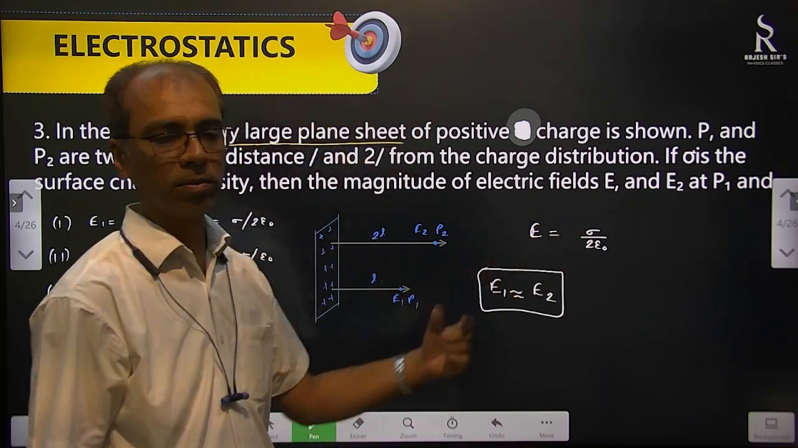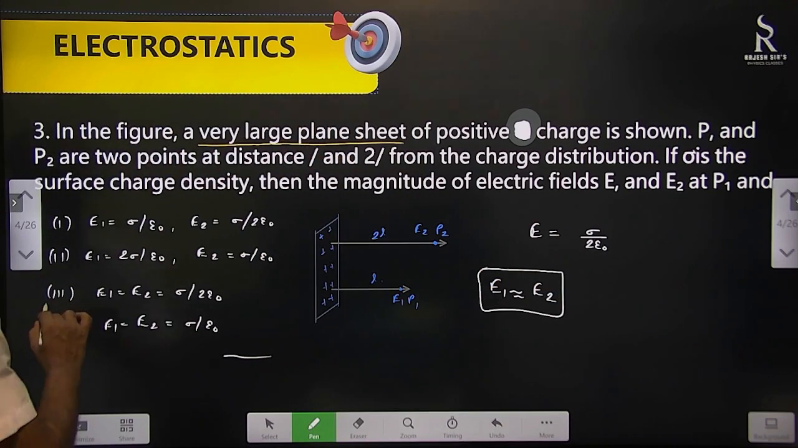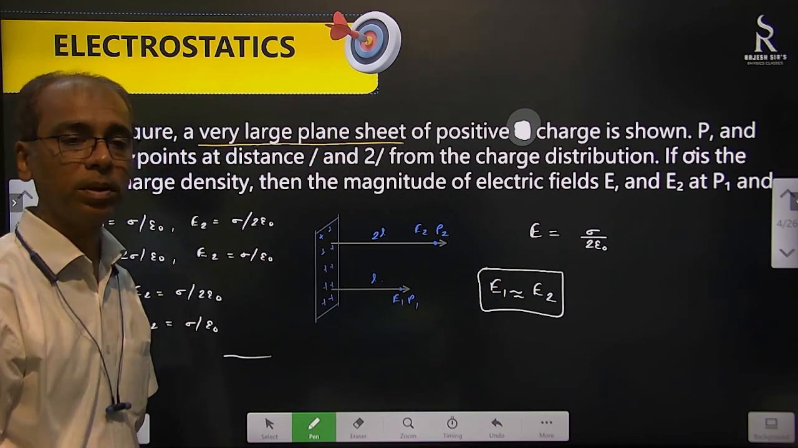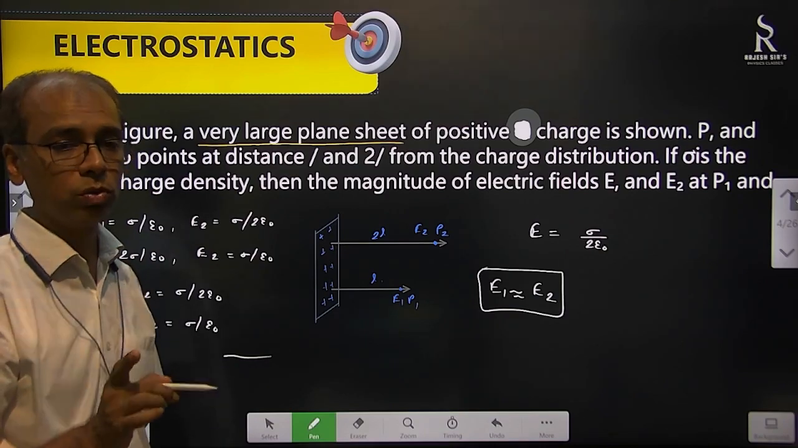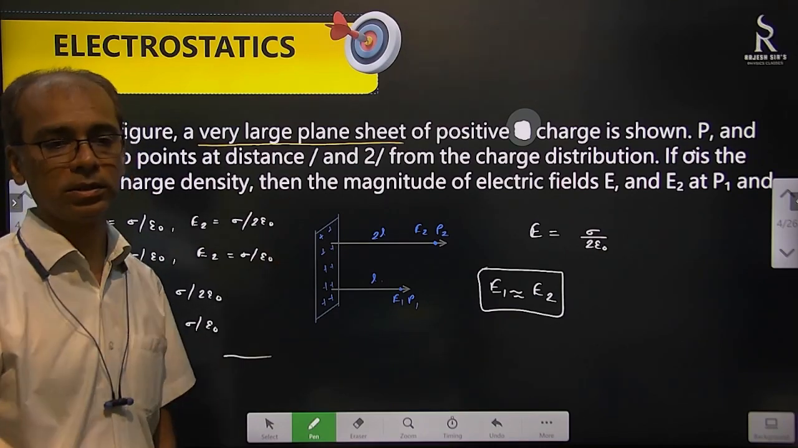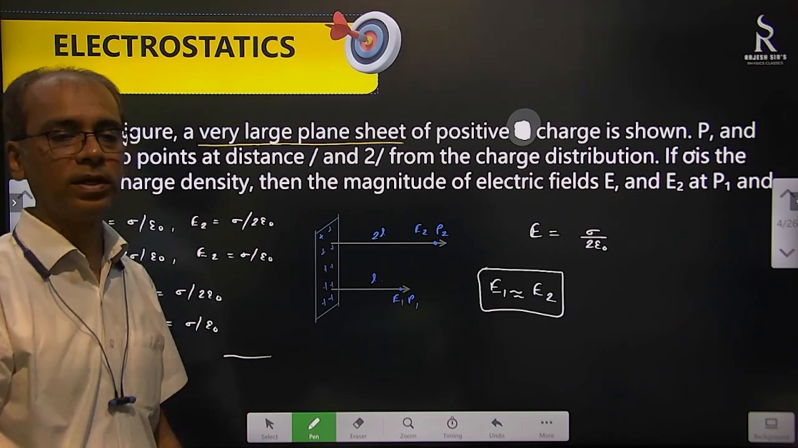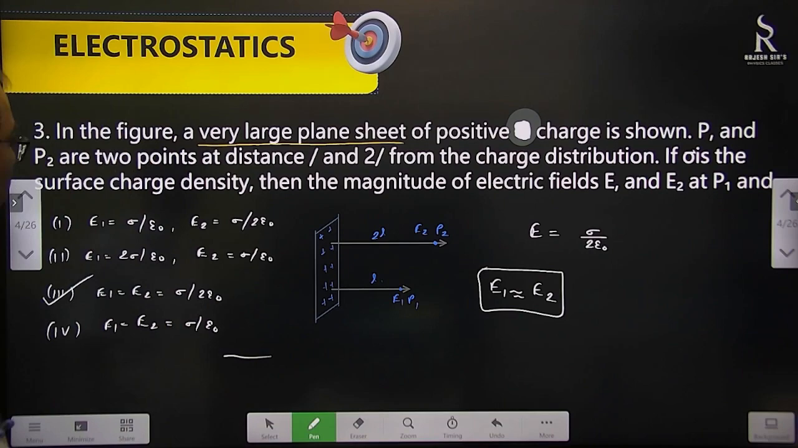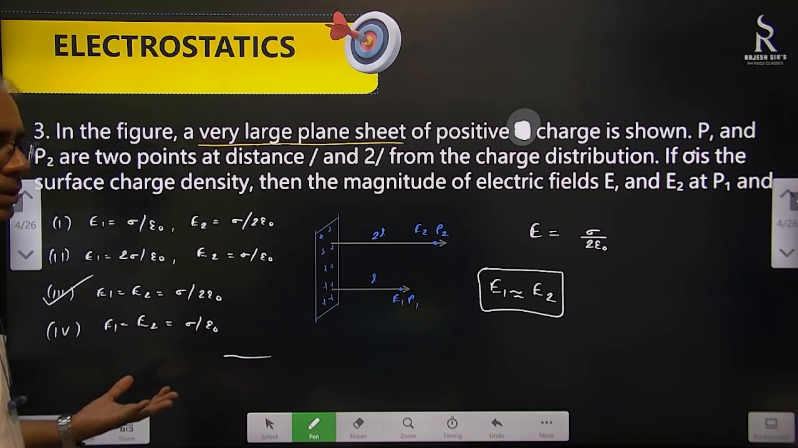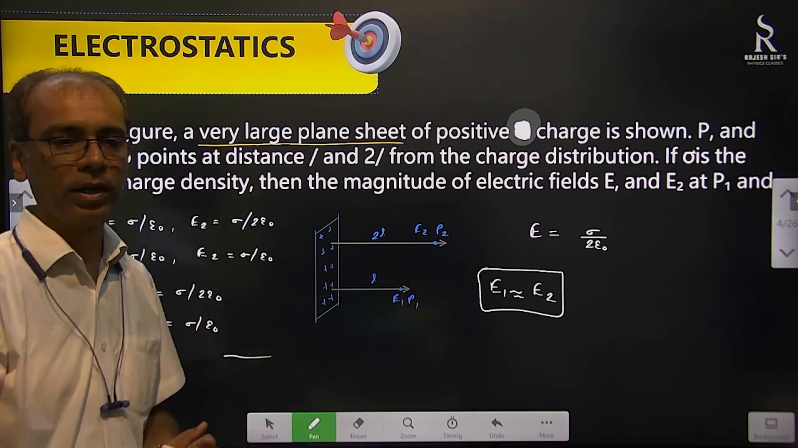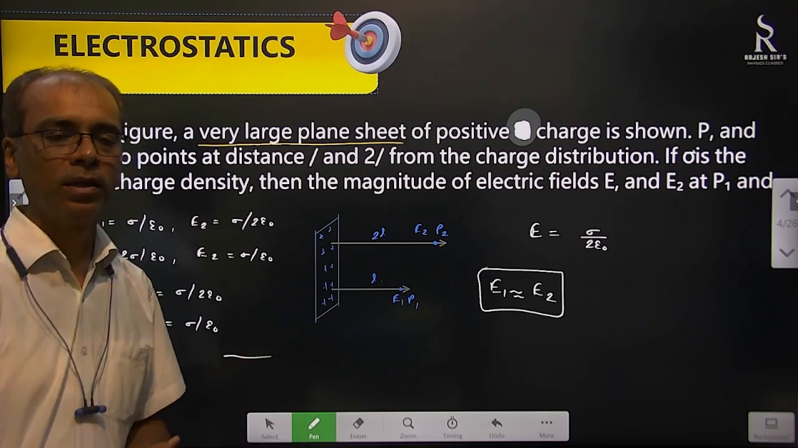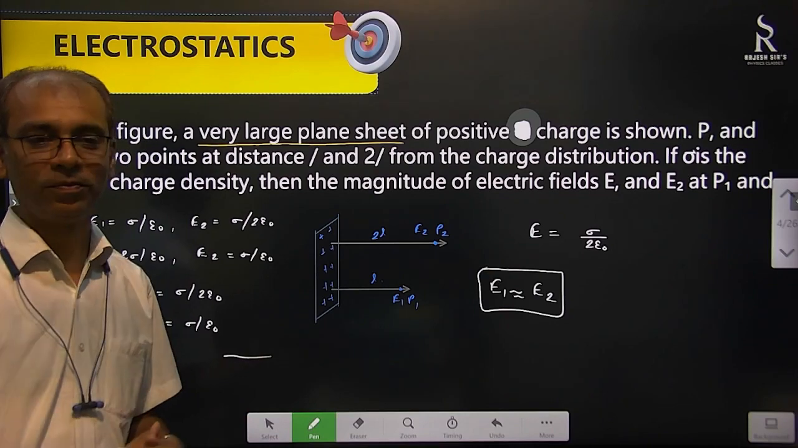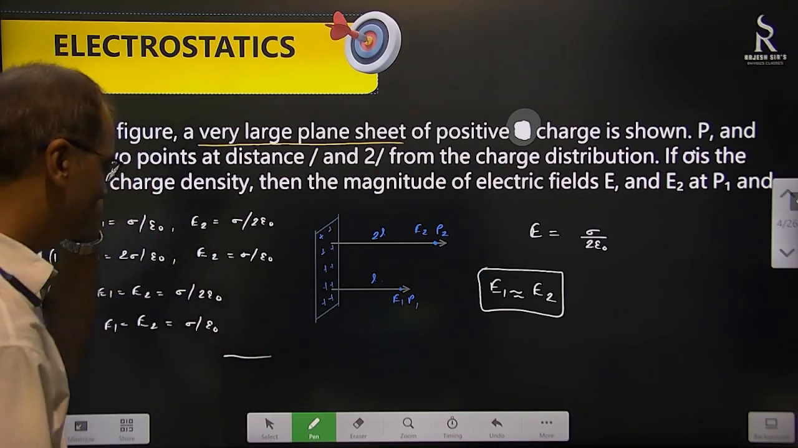Since it's sigma by 2 epsilon naught, here we'll tick the third option. E1 equal to E2 equal to sigma by 2 epsilon naught. But it is only true if this is infinite size. Remember that. If it's not infinite size, don't do that. So this is question number 3, a conceptual question. We have already done it in the derivation. You have to remember the formula. I can't do anything in that. Okay. All right.